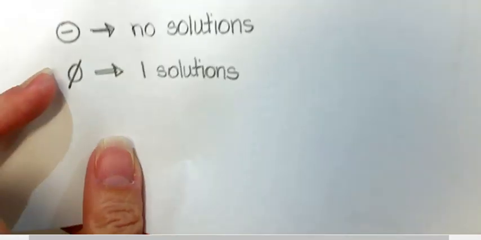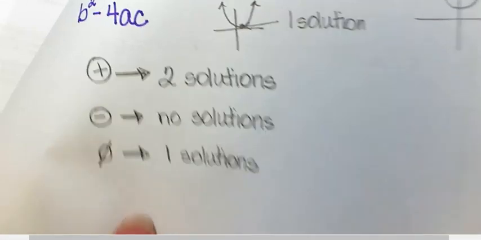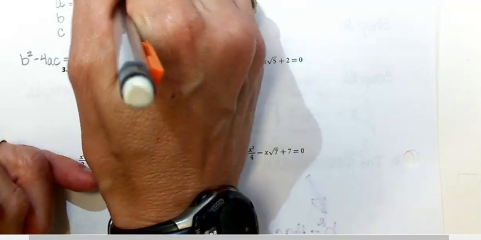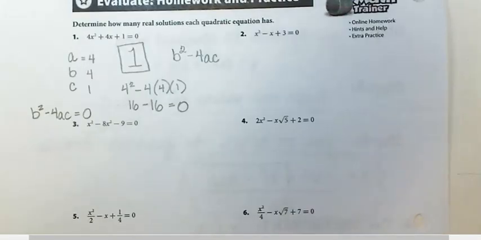So when I plug everything in, b squared minus 4ac turned out to be 0. And remember from our previous page, if the discriminant turns out to be 0, we have one solution. So how many real solutions? We have 1. Now, we haven't said what it is. We just know we have one solution.